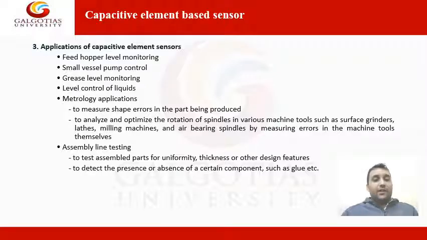Then assembly line testing, to test assembled parts for uniformity and thickness or other design features, and to detect the presence or absence of certain components such as glue, etc.